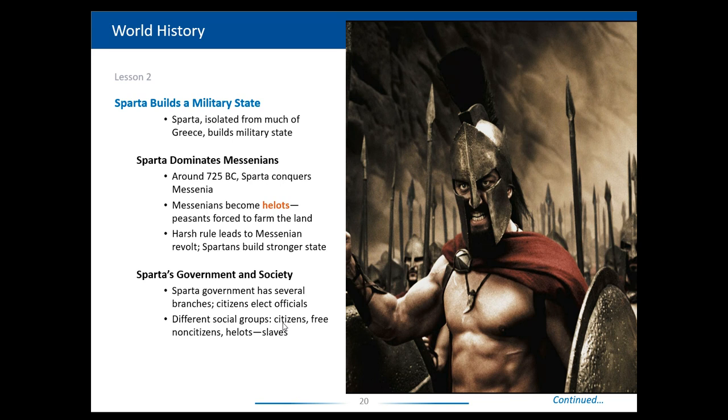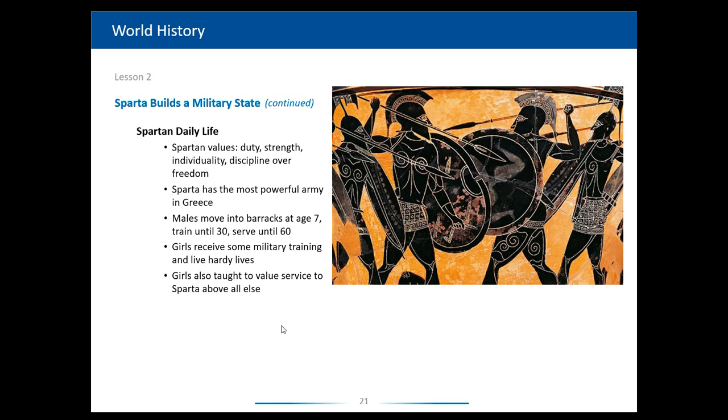The Spartan government and society. With Spartan government, there are several branches, and citizens elect the officials. Different social groups include citizens, free non-citizens, and helots or slaves. Spartan daily life: the Spartan values of duty, strength, individuality, and discipline over freedom were very important to the Spartan people.